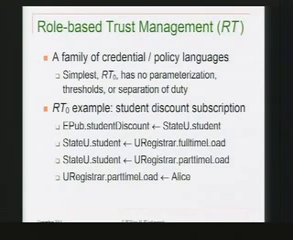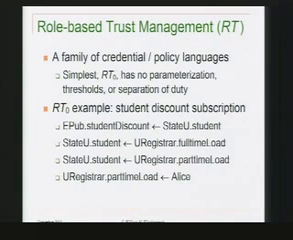So here are 4 example RT0 credentials. The first one is issued by EPUB, an electronic publishing house, which says that students at State U are entitled to a student discount. So EPUB is a principal that has a key that he can use for the purpose of signing this statement, turning it into a credential that can be verified offline.